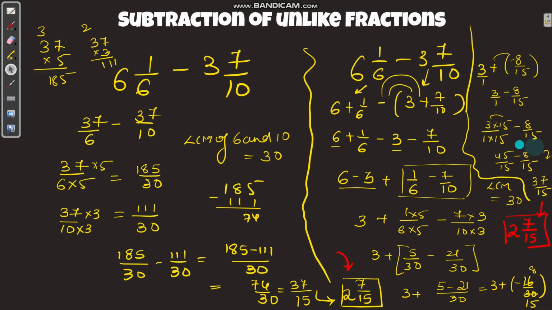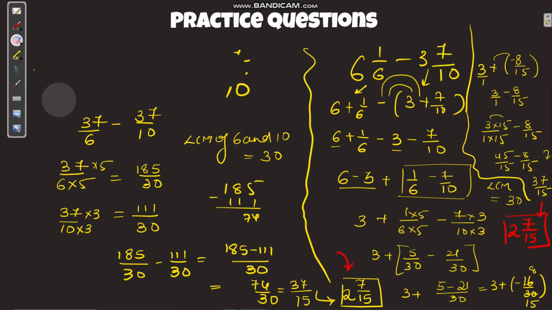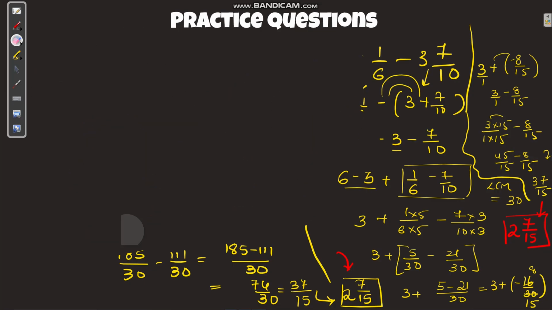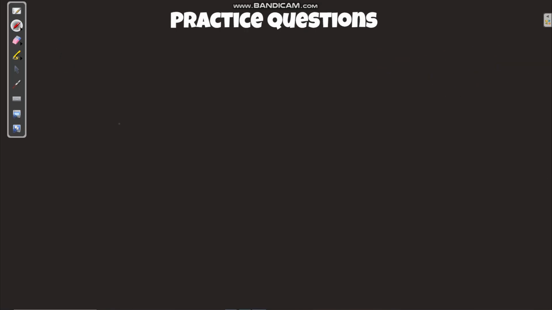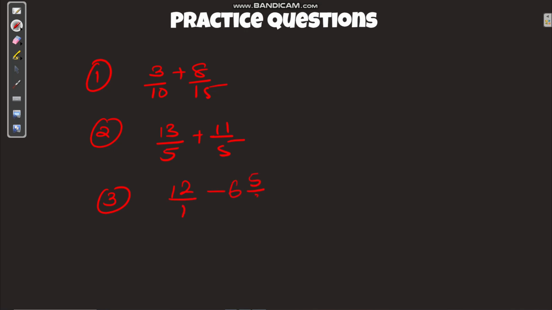So moving on to the next part, practice questions. I'll give you questions on addition and subtraction. Solve them and put the answers in the comment section. The first question is 3 by 10 plus 8 by 15. Second is 13 upon 5 plus 11 upon 5. Third question is 12 upon 1 minus 6 5 by 8. Last question is 36 upon 17 minus 11 upon 17.